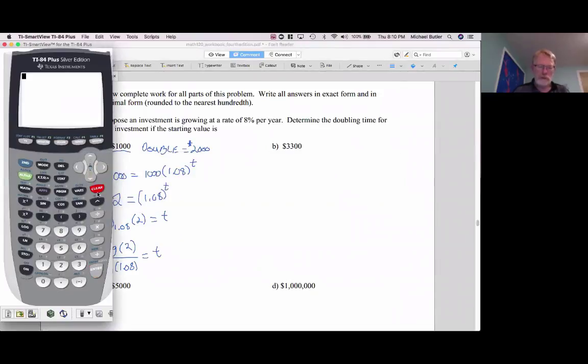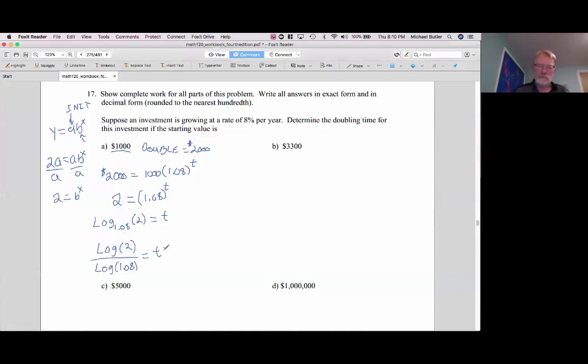All right, so let's clear this out and let's go ahead and go. So we get log of 2 divided by log of 1.08. Close parentheses, hit enter, and it's basically 9 years, right? It says round to the nearest hundredth. This is tenths, hundredths, so round to the nearest hundredth is 9.01 years, okay? So t is approximately equal to 9.01.